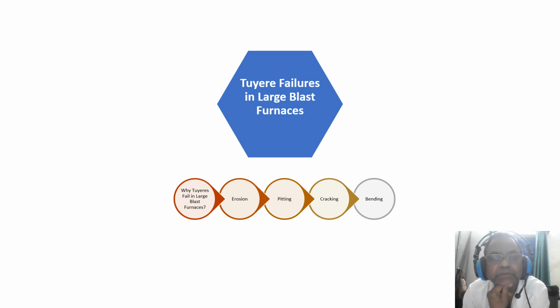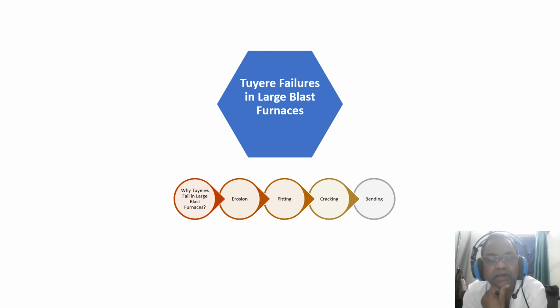Hello everyone. Today we will discuss why tuyere failures occur in large blast furnaces, focusing on four key types of damage: erosion, pitting, cracking and bending. Understanding these failure mechanisms can help operators immensely to improve tuyere life and furnace efficiency.